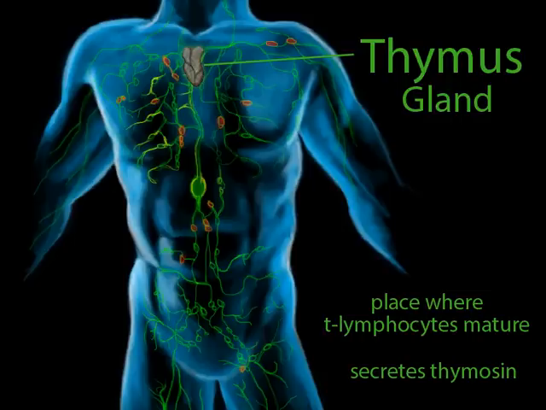What does thymosin do in the body? Well, we're not really sure. We know that it affects the immunological response of the body. However, the way that it's done remains unclear. One prevalent thought is that thymosin stimulates the activity of lymphocytes to migrate to other lymphatic tissues.